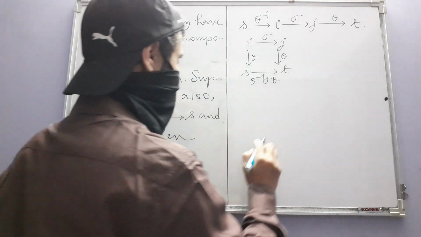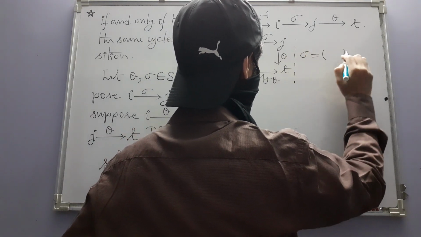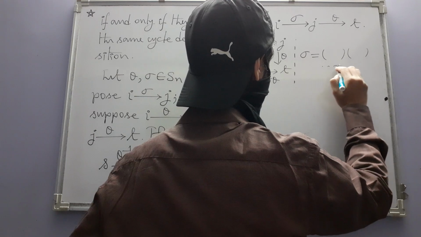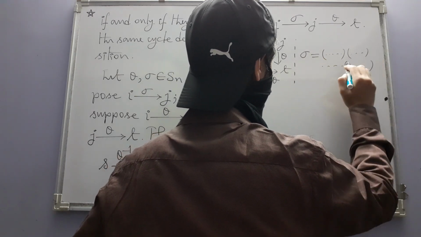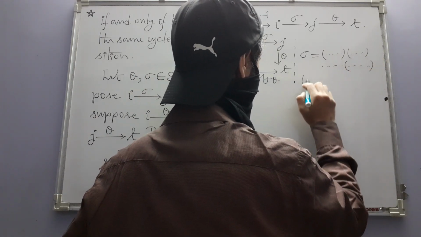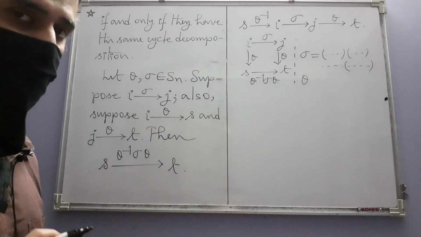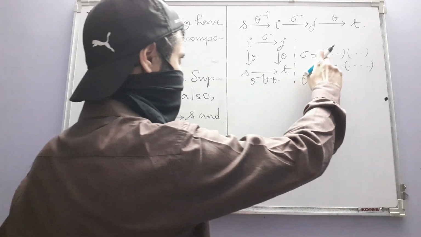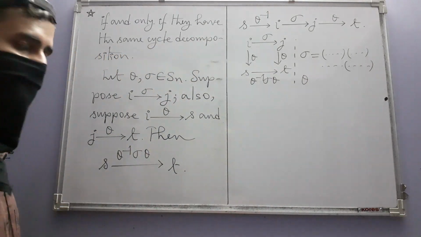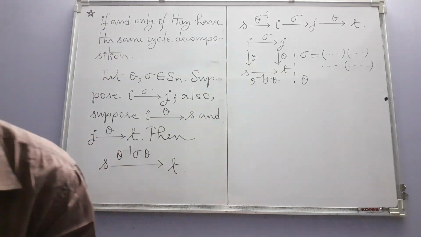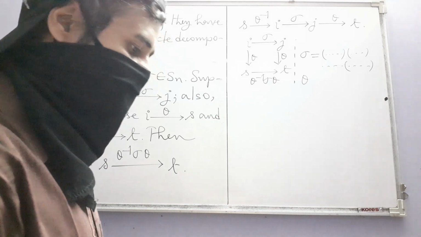You have sigma and you express sigma as a product of disjoint cycles. In those cycles there are some symbols. Then what you do, you look at theta and see what theta does to each such symbol. And in place of the old symbols, you just write the new symbols. And that will be theta inverse sigma theta. And to illustrate this fact, let us take one example.